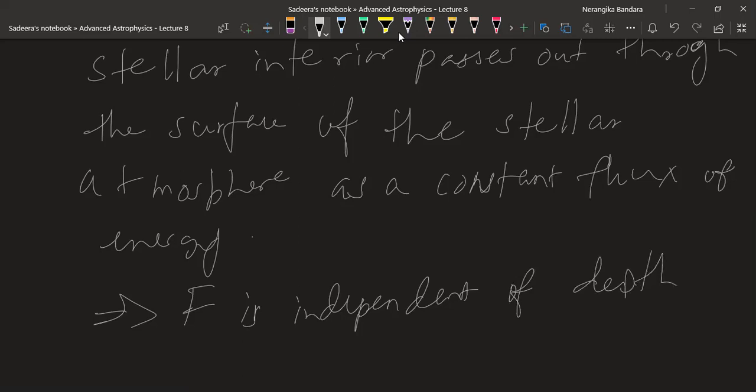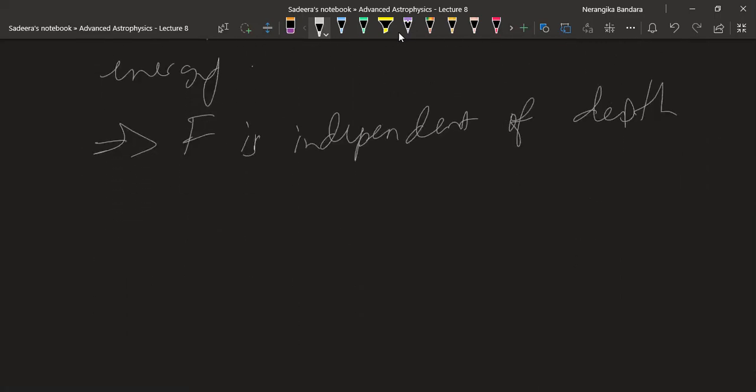Remember, flux is the energy per unit area. So it should be constant throughout: if all the energy that is produced inside the star is coming out, that means the flux should not depend on the depth of the atmosphere. All right, so what this means is that this would be 0.